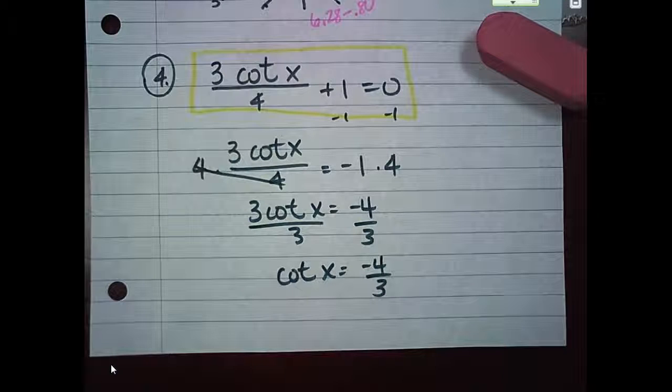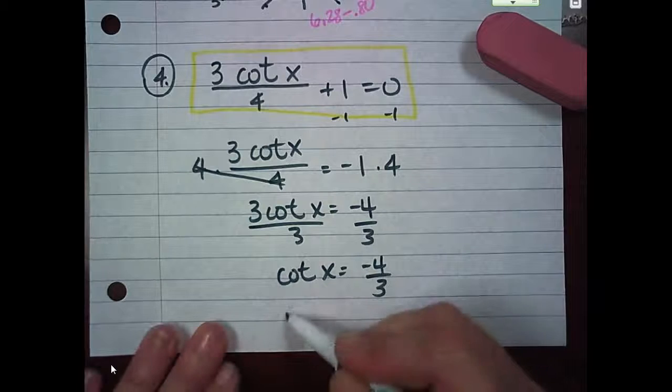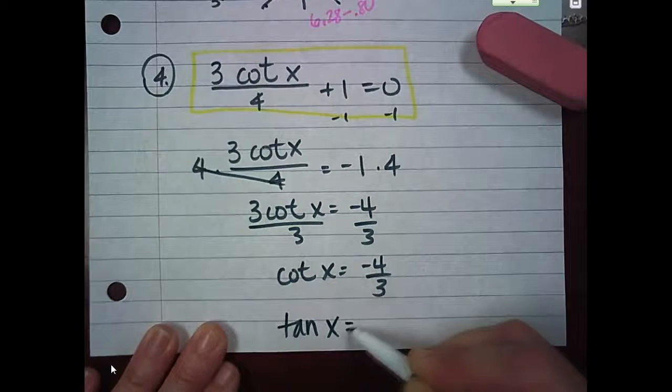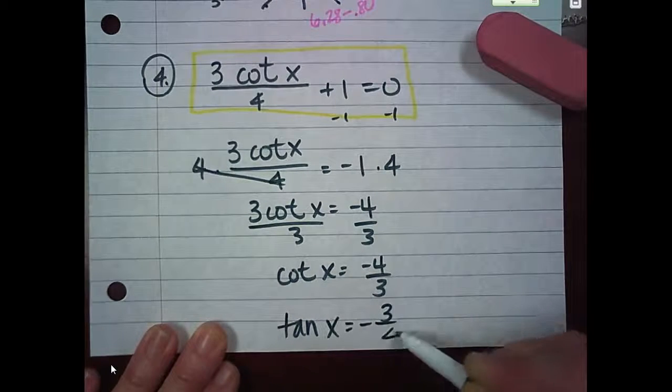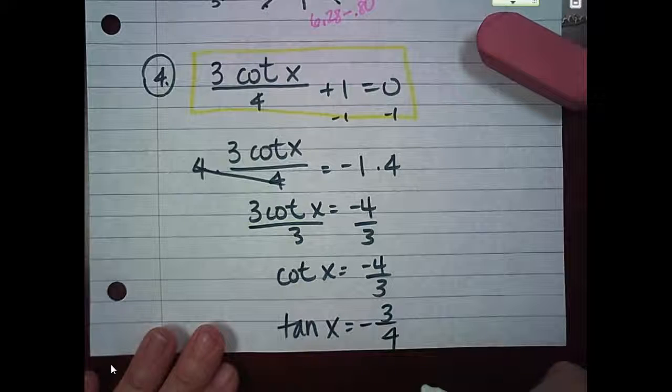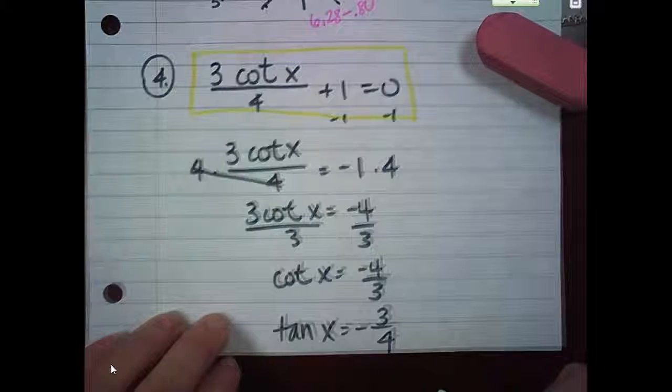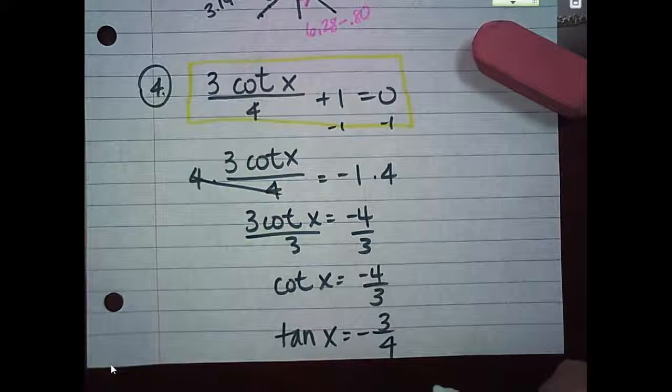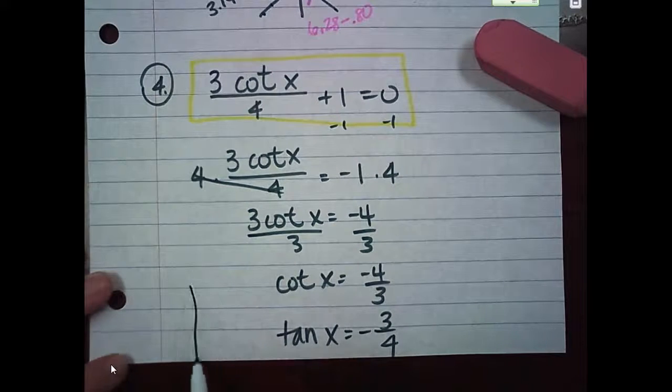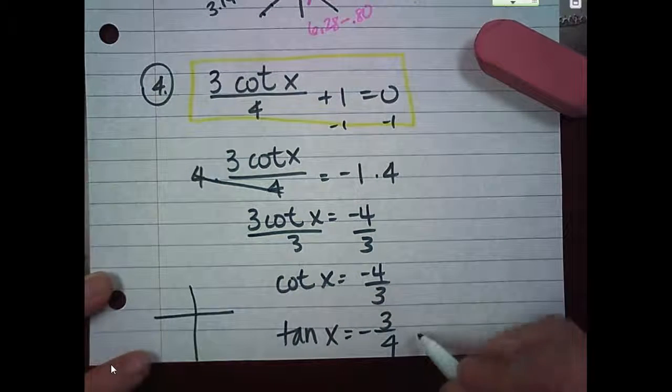Now I've got cotangent. Cotangent is not an option, so what are we going to change it to? Tangent. And what else are we going to do when we change it to tangent? We're going to flip it. We don't change the sign, because if cotangent is negative, tangent is negative. Right? Because tangent is y divided by x. So the signs aren't going to change. Negative divided by negative is still positive, or positive divided by negative is still negative.